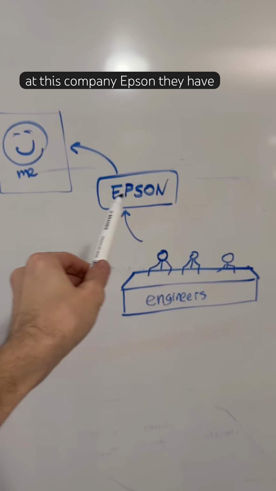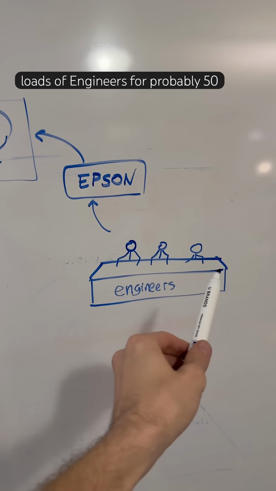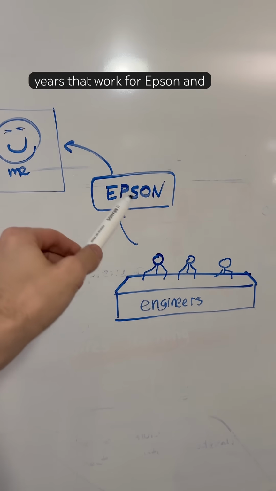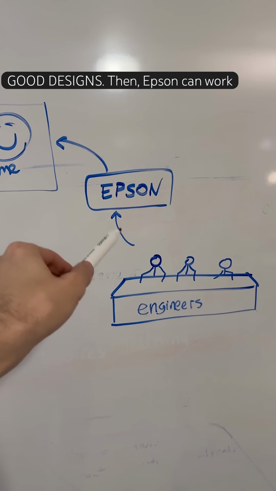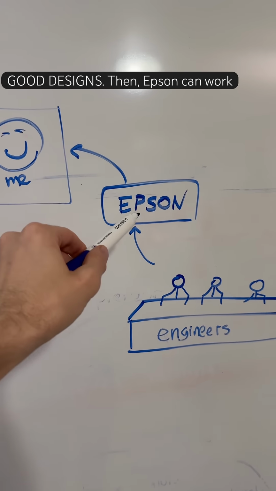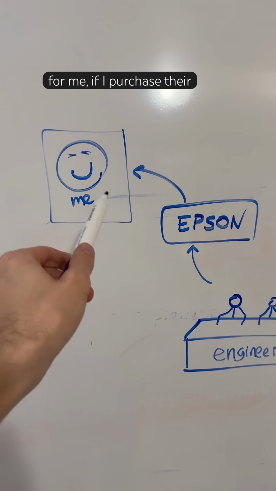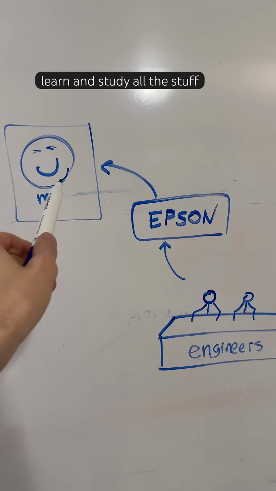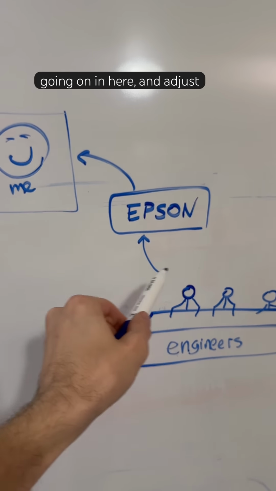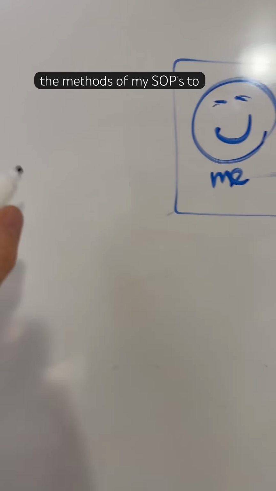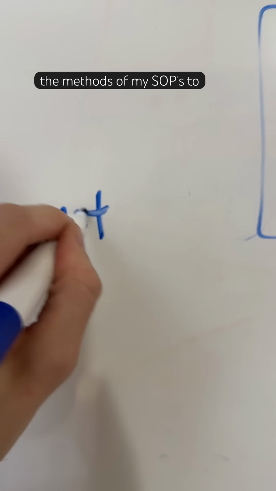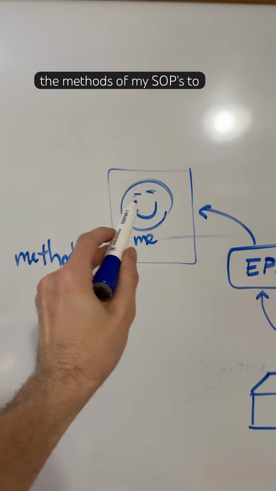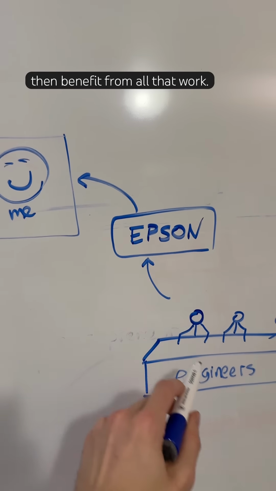At this company, Epson, they have loads of engineers, for probably 50 years, that work for Epson, and the output of their work is good designs. Then Epson can work for me if I purchase their product, and if, only if, I learn and study all the stuff going on in here and adjust the methods of my SOPs to then benefit from all that work.